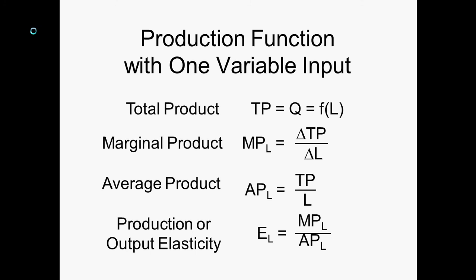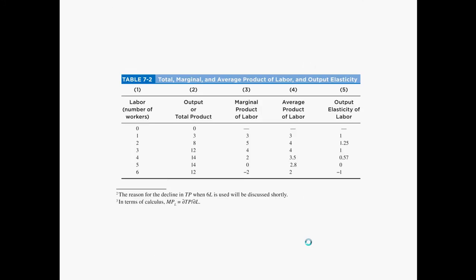Elasticity is always a percent change in one thing over a percent change in something else. So if you divided this by this, you'd end up with delta TP over TP, delta L over L. That's the percent change in total product divided by the percent change in labor. That gives you elasticity, output elasticity of labor.